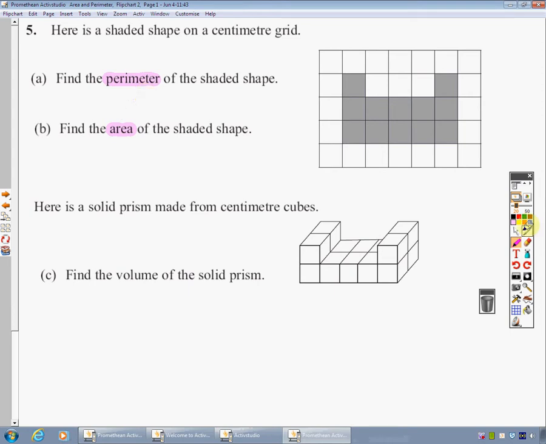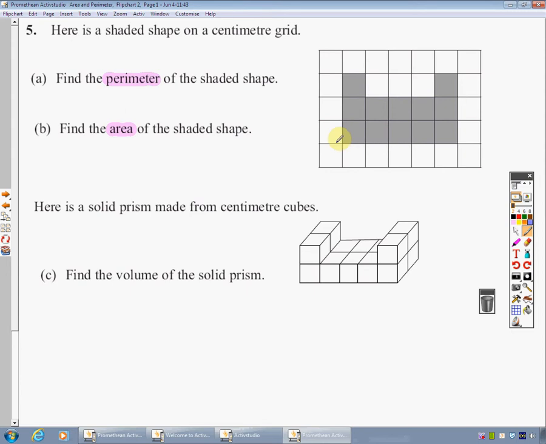So reading the question, here is a shaded shape on a centimetre grid. A, find the perimeter of the shaded shape, and B, find the area. Students do get really confused here. Perimeter is the distance all around the outside of the shape, and it's drawn on centimetre paper here, so I just need to count it.